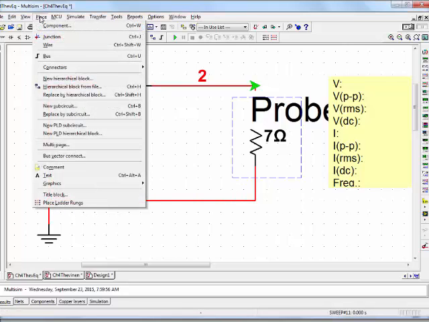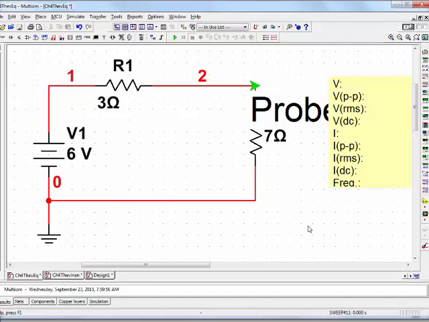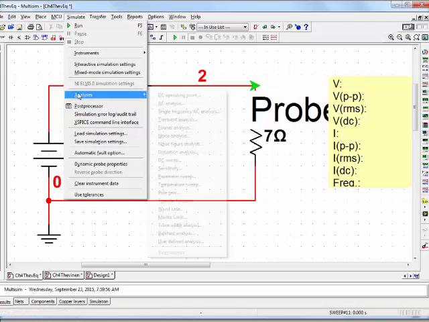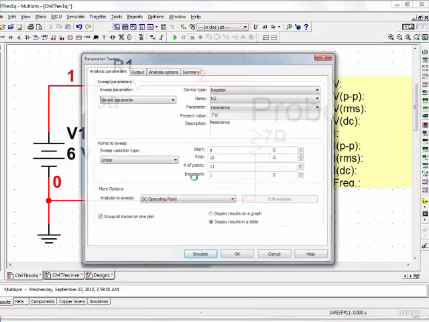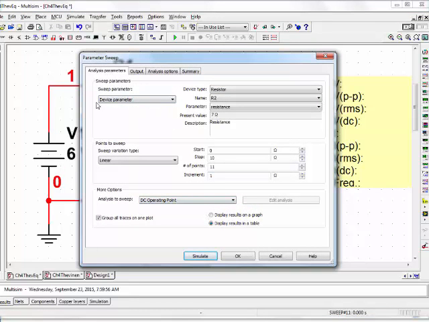In the place components, I didn't find the variable resistor, so I think I'm going to leave that 7 ohm in here, and I'm going to change the type of simulation that I'm going to do. My simulation is going to be a parameter sweep. So parameter sweep should let me change some of the parameters of this circuit and sweep it. So I'm going to sweep a device. I'm going to pick a resistor. I'm going to pick R2 to vary it. Right now it's a resistor with its preset value of 7 ohms.